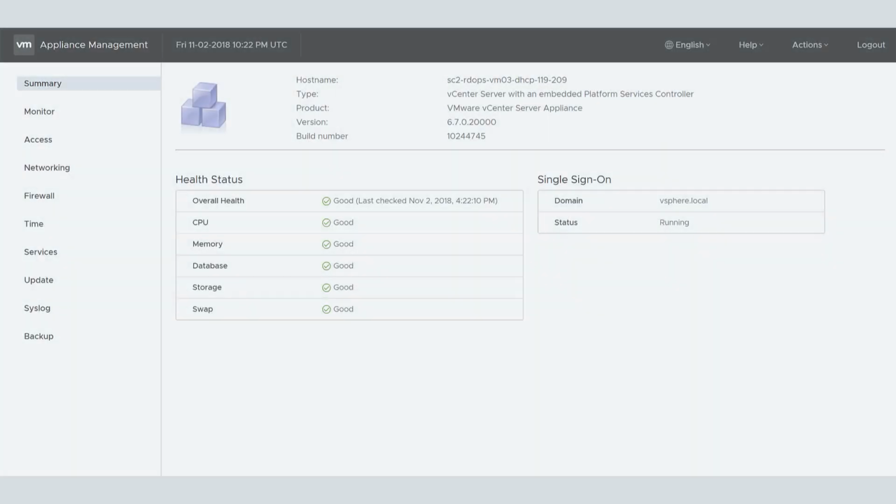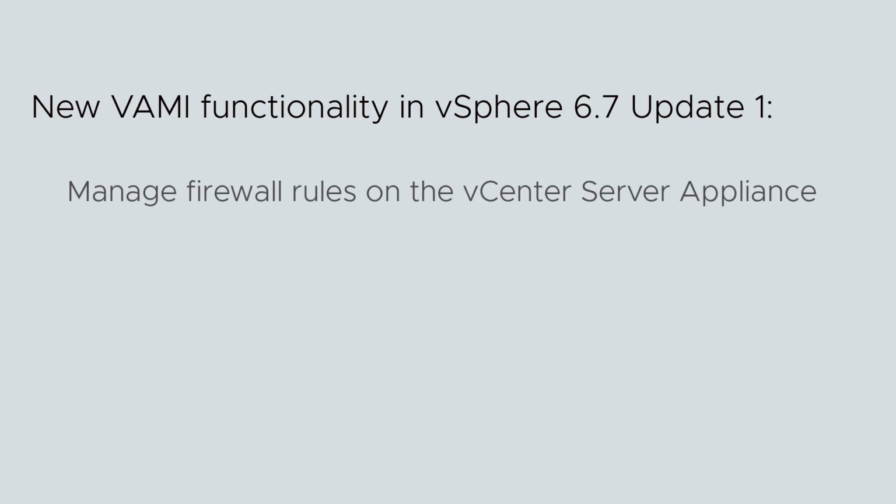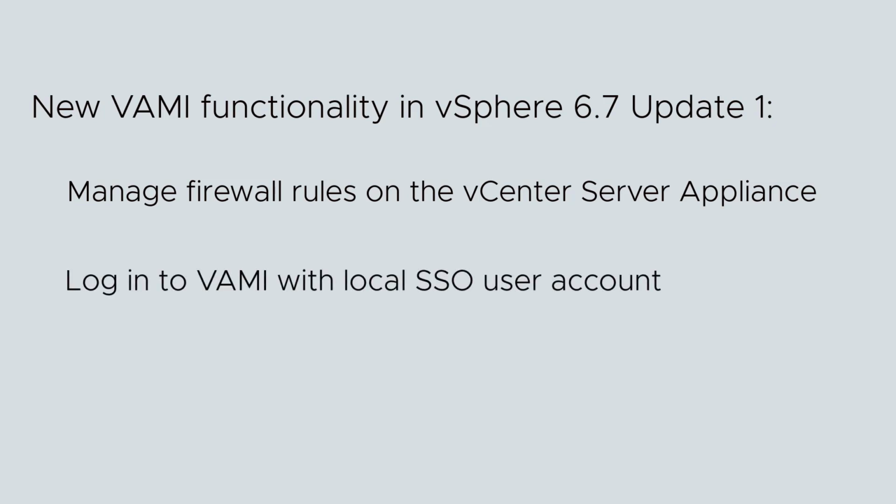Starting with vSphere 6.7 Update 1, new functionality in VAMI includes the ability to manage firewall rules on the vCenter Server Appliance. Previously, you could only manage firewall rules using the VAMI APIs. And you can now log into VAMI with a local SSO user account.